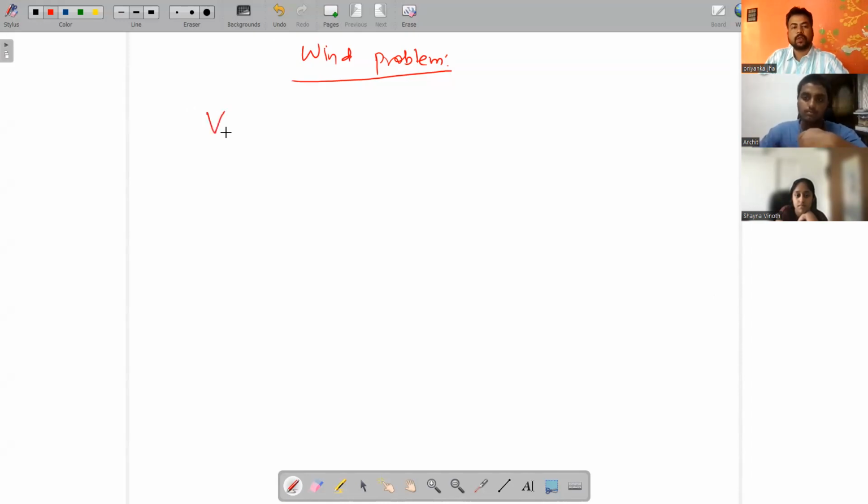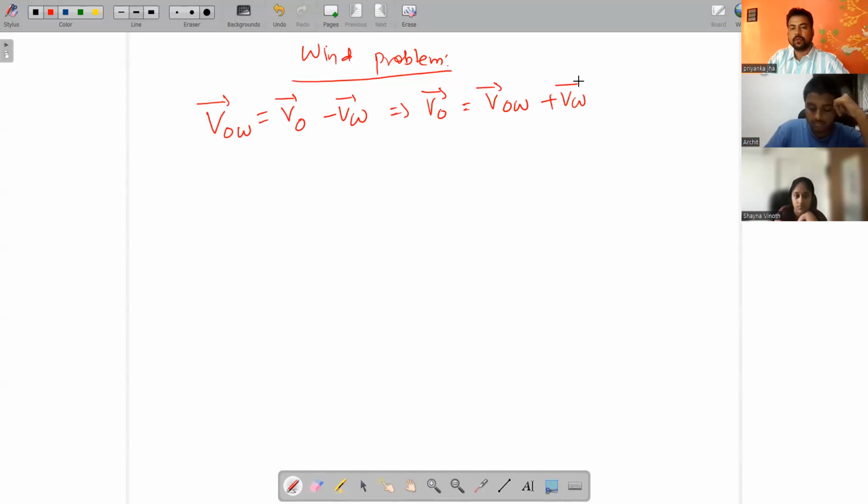Velocity of some object O with respect to wind can be written as velocity of object minus velocity of wind. So simply we can say that velocity of object with respect to ground can be written as velocity of object with respect to wind plus velocity of wind vector. So this is it, nothing else. There is nothing extra theoretical in this. So we'll start with a good question.